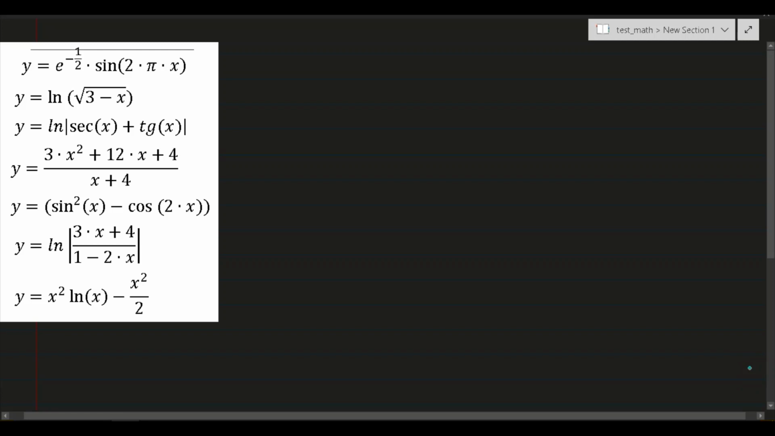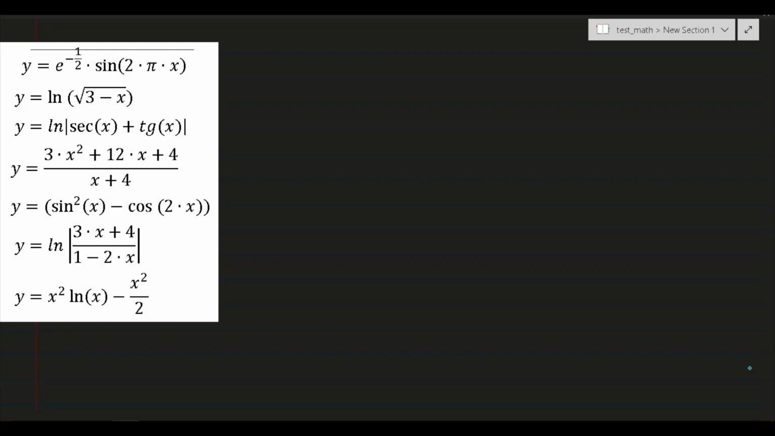Hello, my dear friend. One of my students has asked me how to solve this expression. We must find the derivative for this function that we have here.